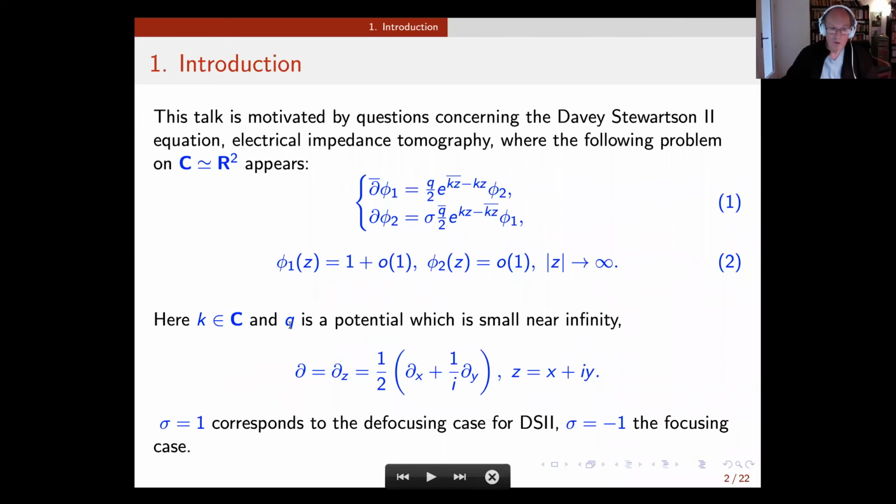So Q potentially could have compact support or decay fast enough at infinity. D is the ordinary complex differentiation operator, and D bar is the dx minus 1 over i dy. And there is the defocusing case, which is when sigma is equal to 1, this coefficient here, and sigma equal to minus 1 is the focusing case. Actually, for our analysis, since we will work only in the case when K is large, it doesn't matter if sigma is equal to 1 or minus 1. There are important differences for K in a bounded region, but not for large K.